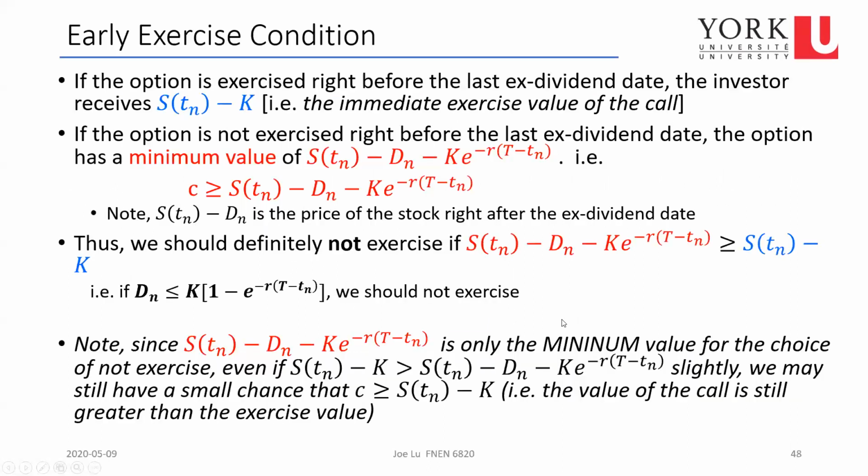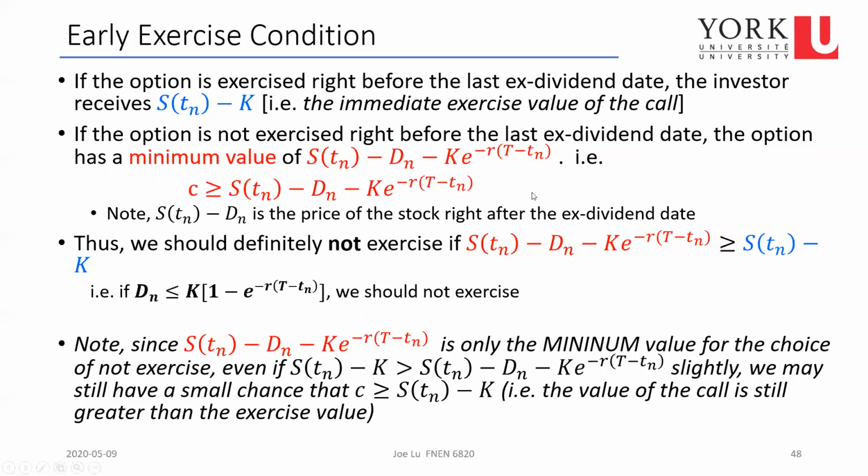Now, let's first look at the condition for the last dividend payment. If the option is exercised right before the last ex-dividend date, you will receive S minus K. So in this case, it will be S at Tn minus K. This is the immediate exercise value.